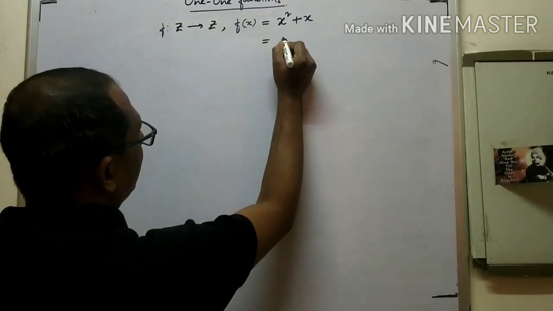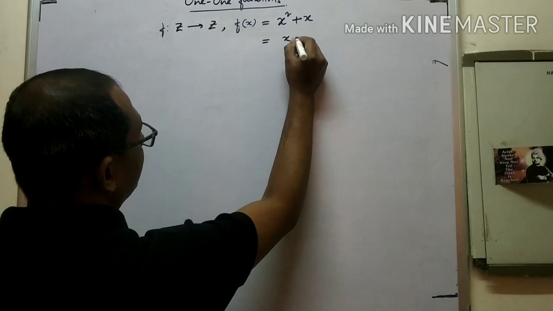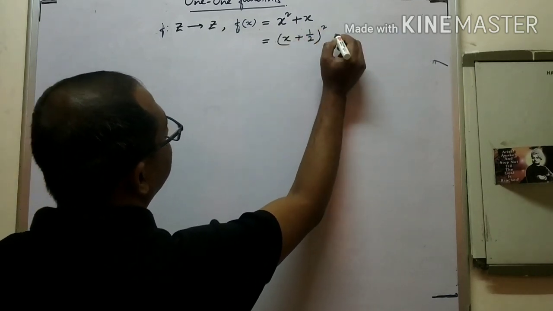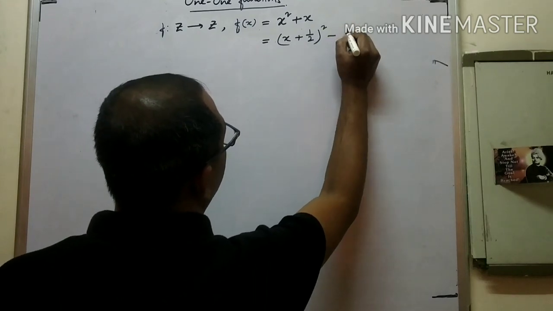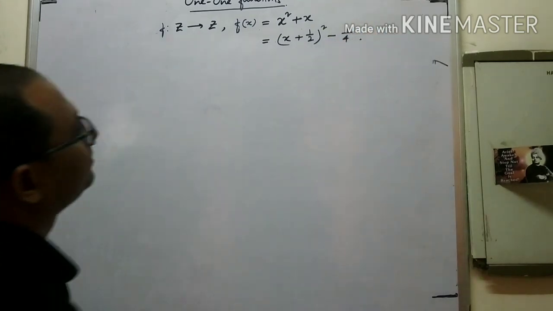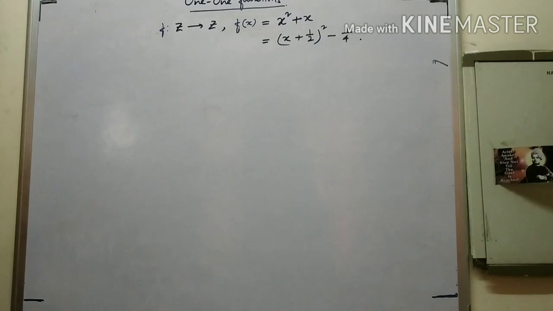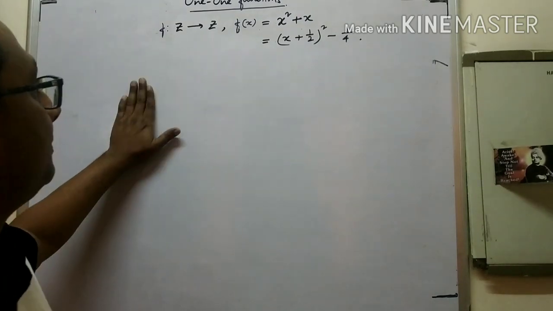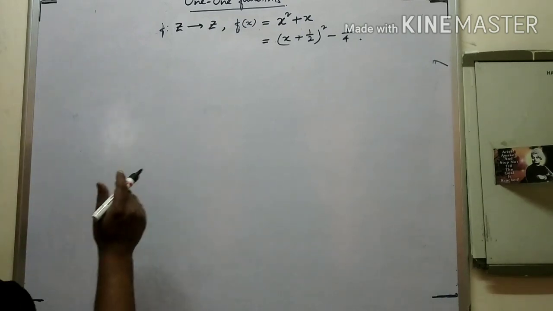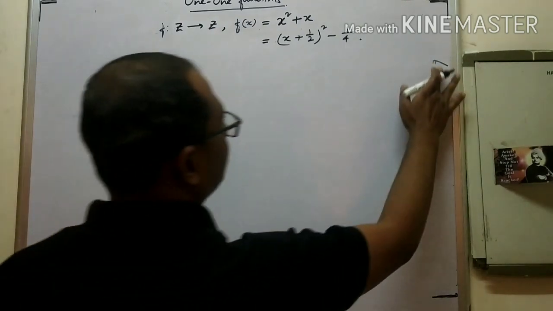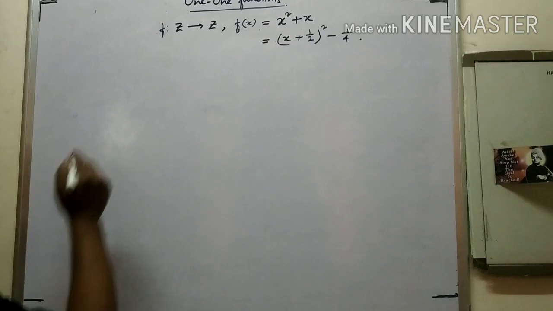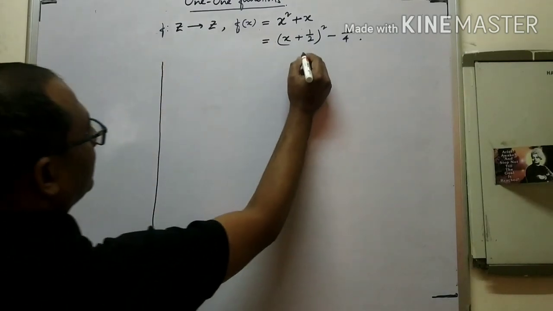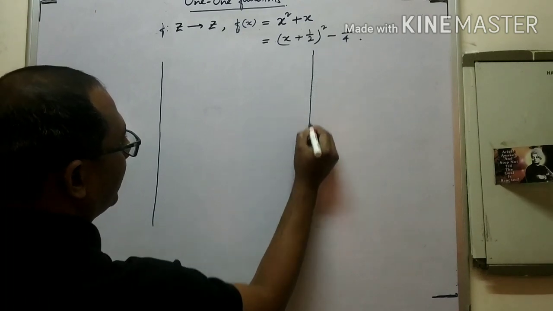Whenever we get a quadratic function like this, we'll try to simplify it by the method of completing the square. So if I use that, I'll get (x plus 1/2) whole square minus 1/4, right? Okay, so again we'll go for all three methods: method 1, method 2, method 3.